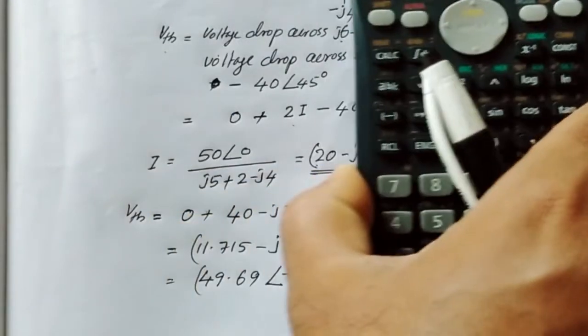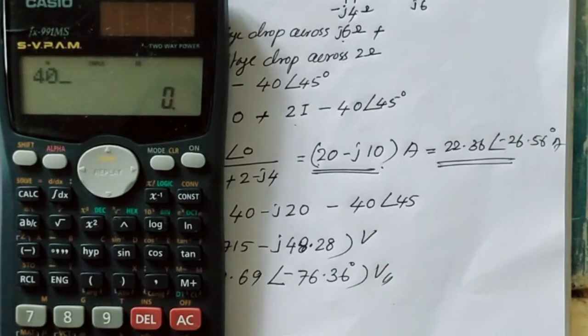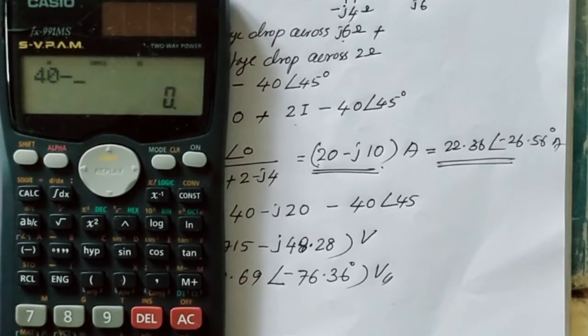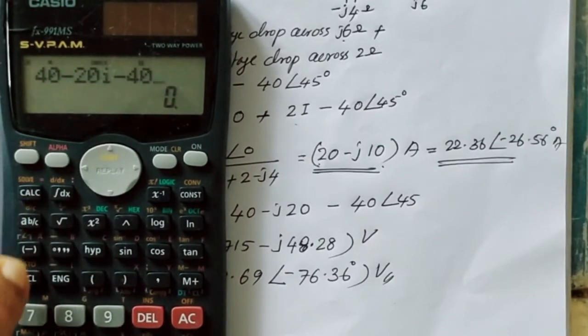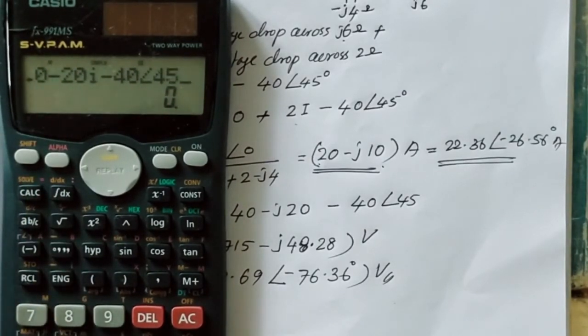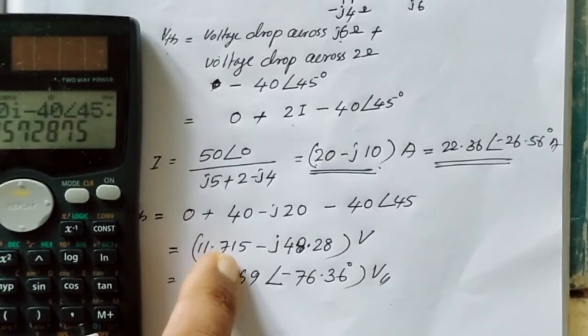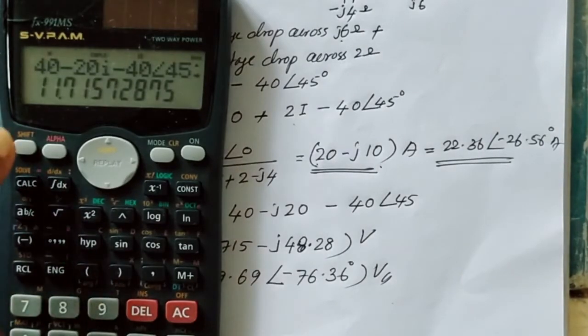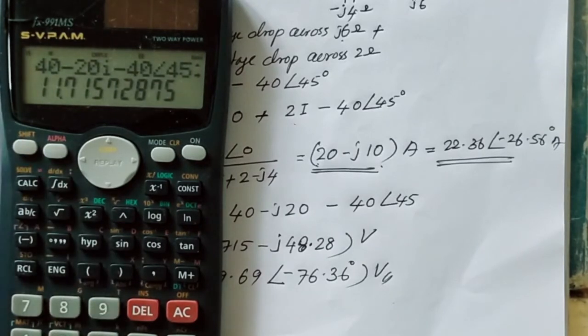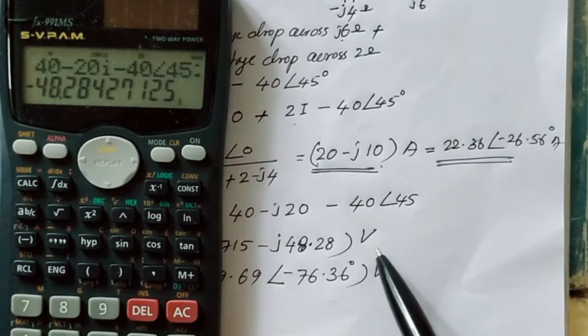Let's see that with the help of the calculator. 40 minus 20i minus 40 angle 45. The result is coming as 11.7157. In order to obtain the imaginary part, again shift equal to, we can obtain the answer as minus j48.28. So this is in rectangular form.